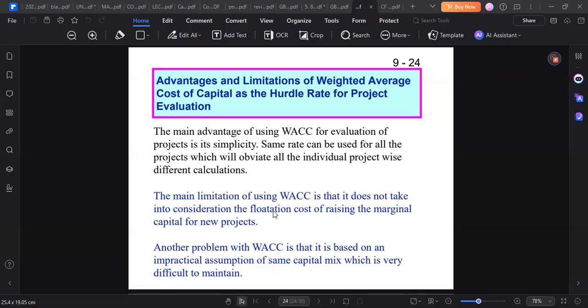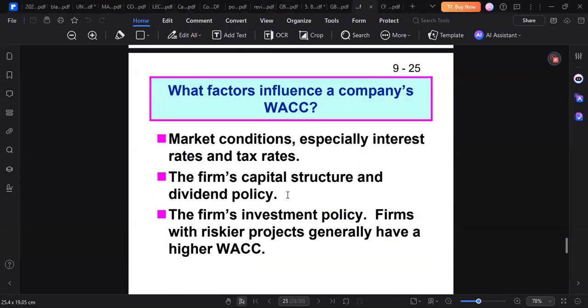Now, what influences WACC? And what are these flotation costs? So, factors that influence WACC usually come at the end. Sometimes they'll ask you. Number one, the market conditions. So, interest rates and tax rates will affect your WACC. Number two, the firm's capital structure. If you have more debt, generally, it will lower your WACC because of that tax shield. But too much debt is also risky.